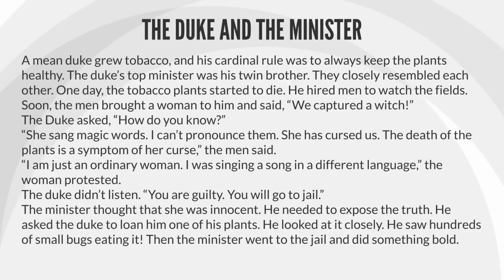The Duke and the Minister. A mean duke grew tobacco, and his cardinal rule was to always keep the plants healthy. The duke's top minister was his twin brother. They closely resembled each other.